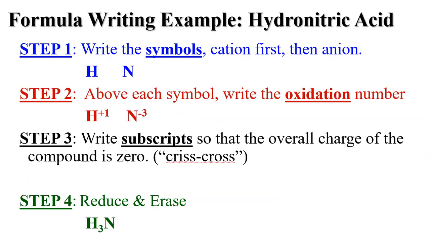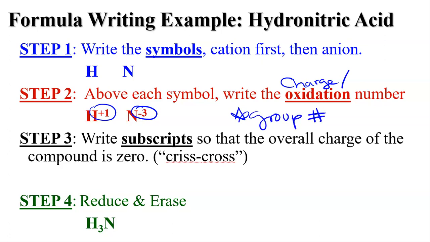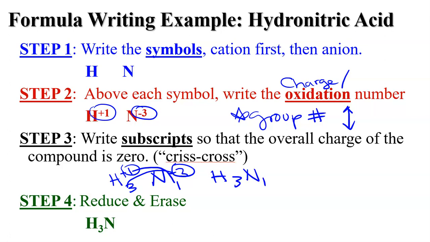Okay, so we wrote our symbols first, right? Then our charges or our oxidation number. We get this from our group number. Group is the columns that go up and down. And then we crisscross these, so the H plus 1, N minus 3. That 3 comes way down here, not the charge, just the number. That 1 comes over here. And then we have H3N1. So we'll reduce and erase, and it'll just be H3N.